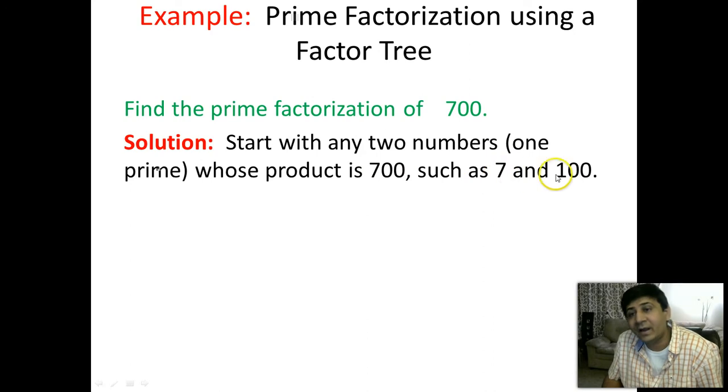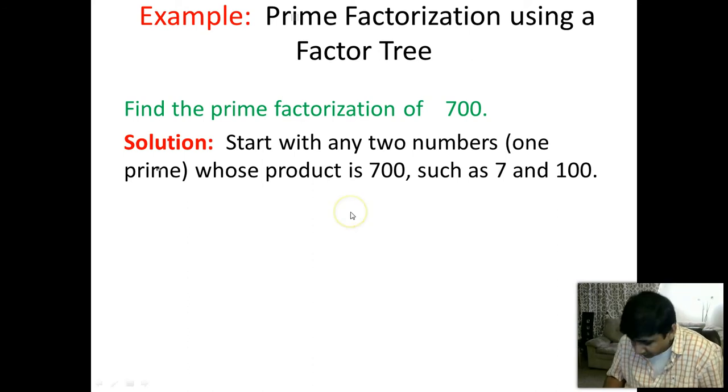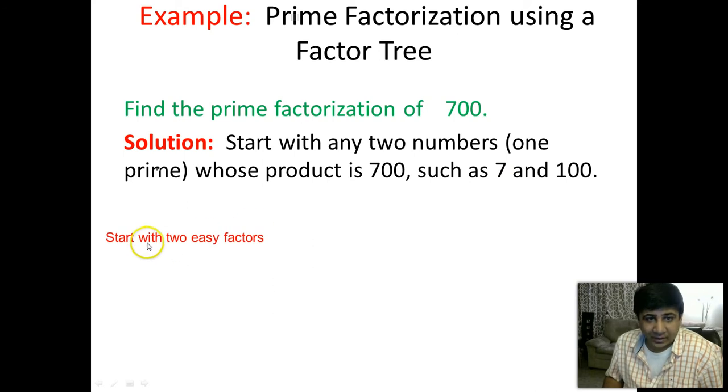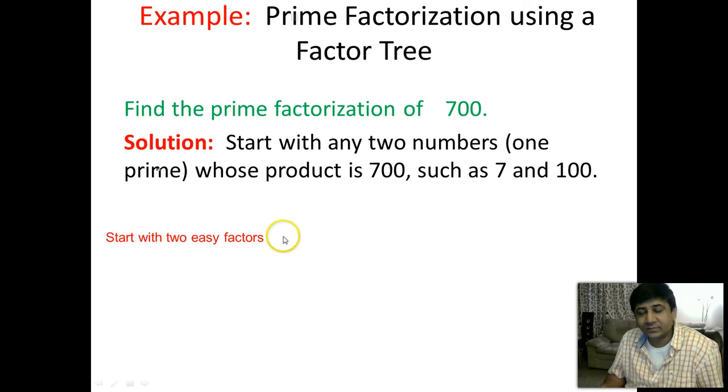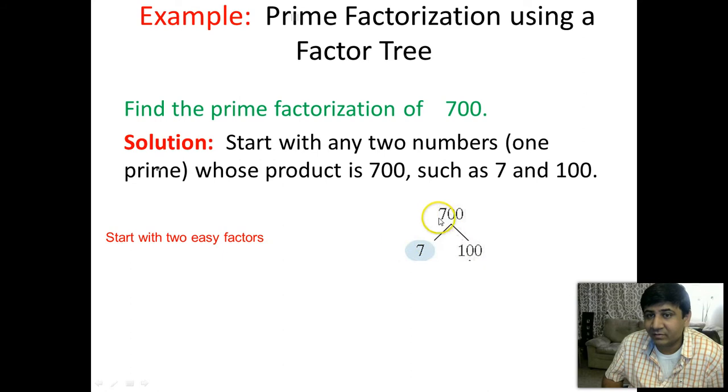So if we pick 7 and 100, 7 is prime here, so we don't have to worry about simplifying it further. We will only continue with one branch. As I said, start with two easy factors. In this case, let's start with 7 and 100. The two factors are 7 and 100, and 7 is our prime factor. This cannot be further simplified, but we will focus on 100.